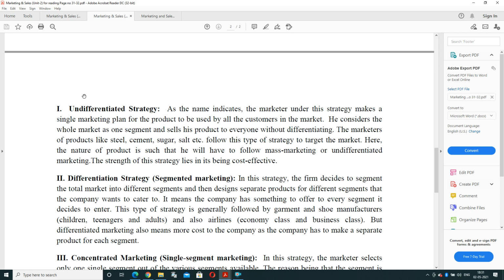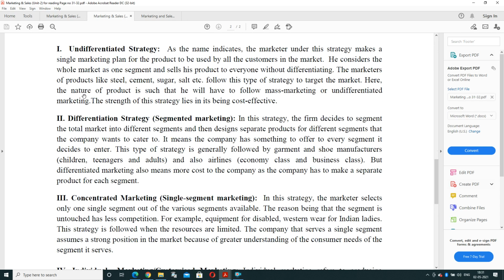But differentiated marketing also means more cost, because they have to make different products for different people. So they need to spend more money. That's why it is not a cost effective market, it is a costly market. You need to spend more money as the company has to make a separate product for each segment.